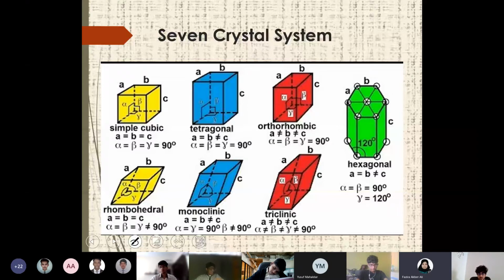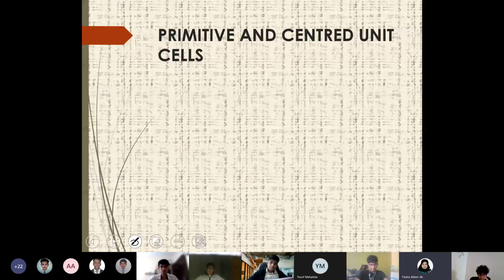So today we're going to discuss how particles can be arranged in these unit cells, especially taking the example of a simple cube. Okay, so that is the next point. So next side heading you can write primitive and centered unit cells.